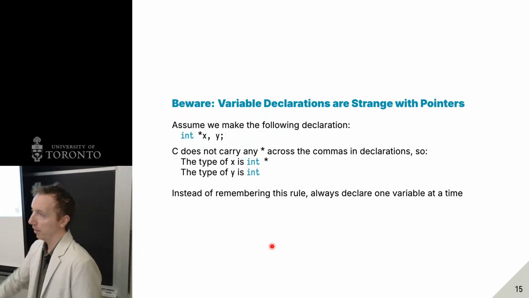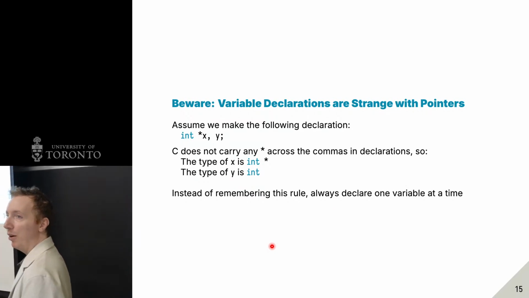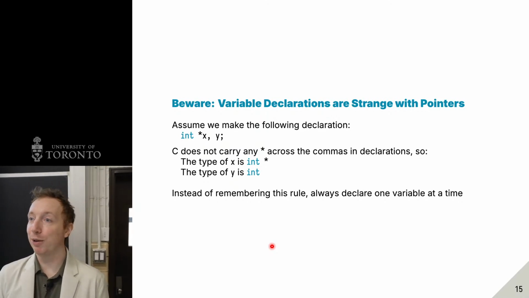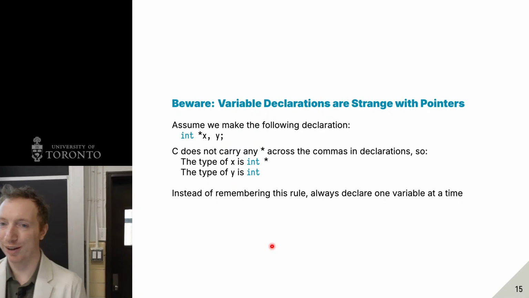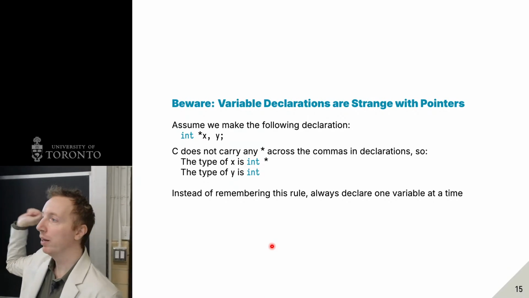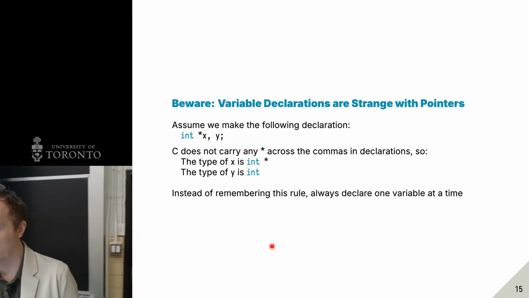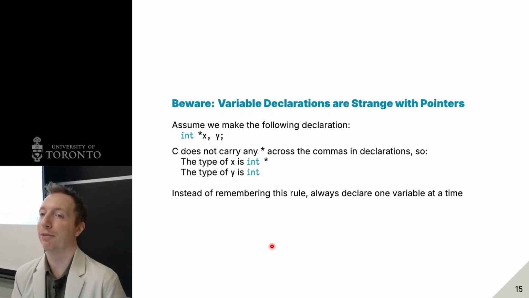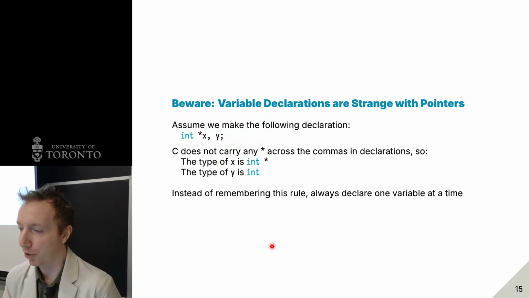So again, like I said, I'm telling you a lot of rules. Most of the rules I'm telling you is so that you can forget them and follow my one rule. So my one rule here is to always declare one variable at a time, and then you don't have to worry about remembering this. Or you can worry about remembering this and not listen to me, and then you know what actually happens.